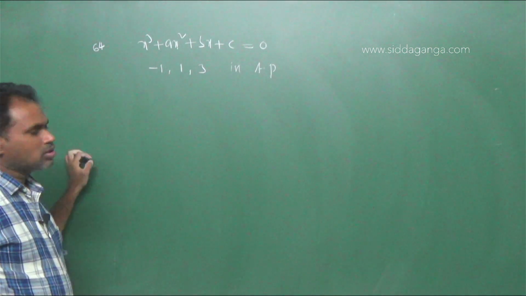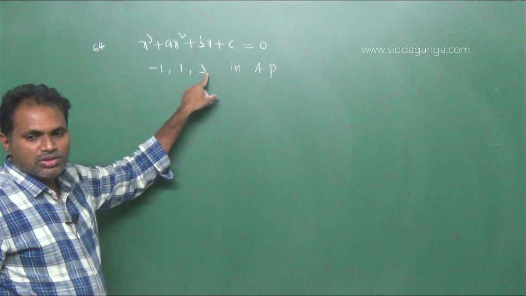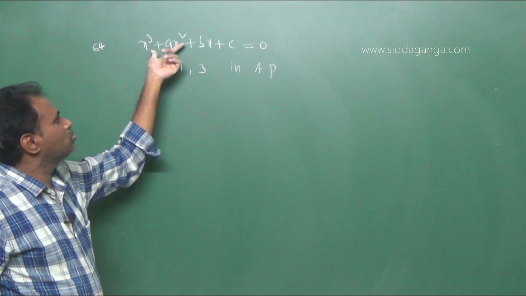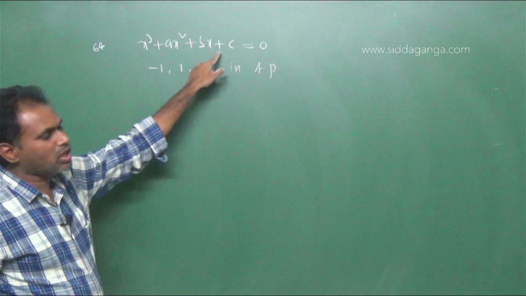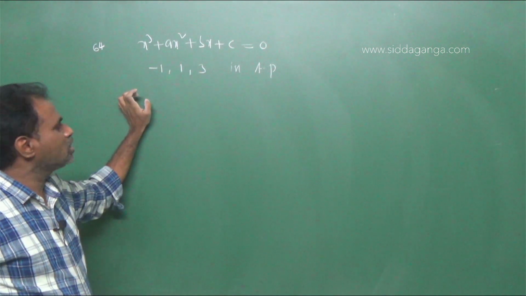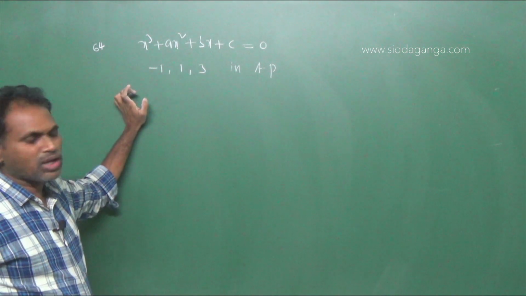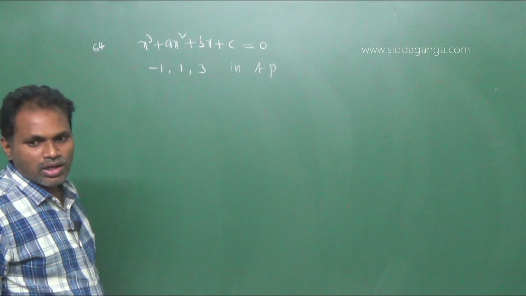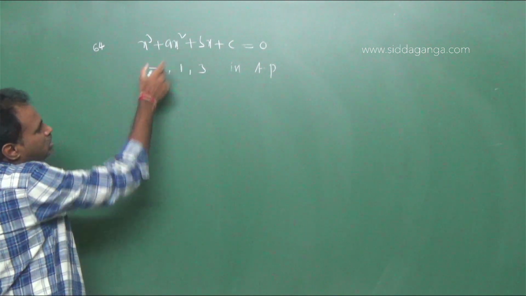I choose the values minus 1, 1, 3. These three numbers are in AP. Therefore, these three are the roots of this equation. It is a cubic equation, therefore you will get 3 roots. Those 3 roots I am taking as minus 1, 1 and 3.